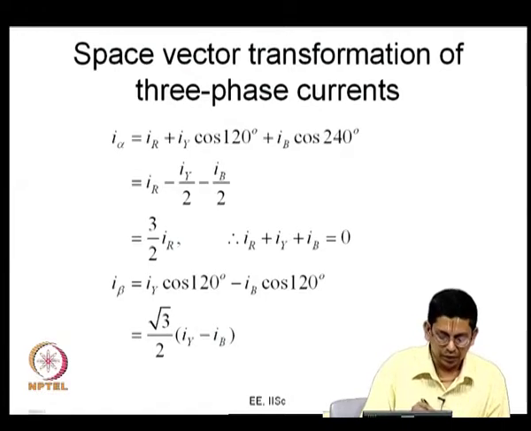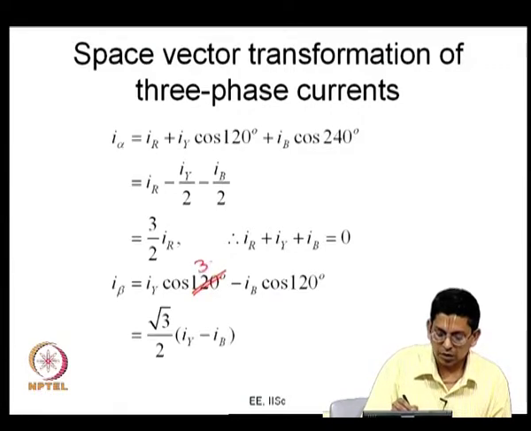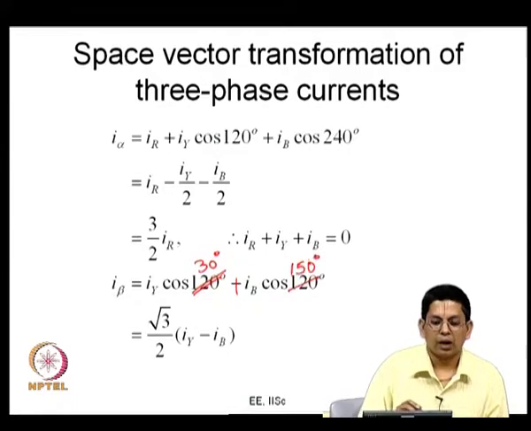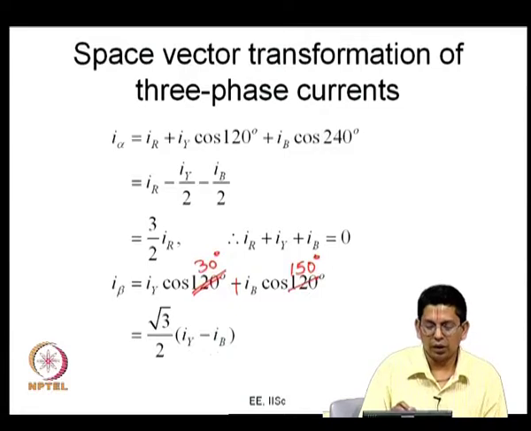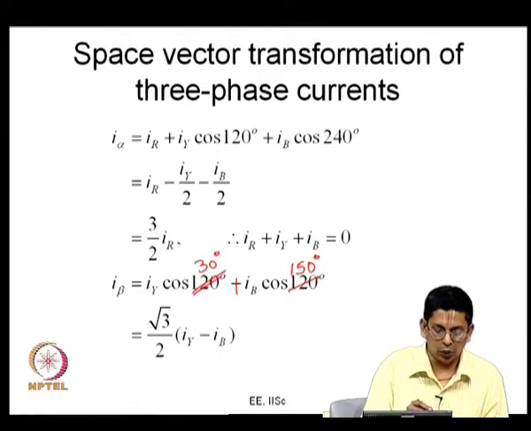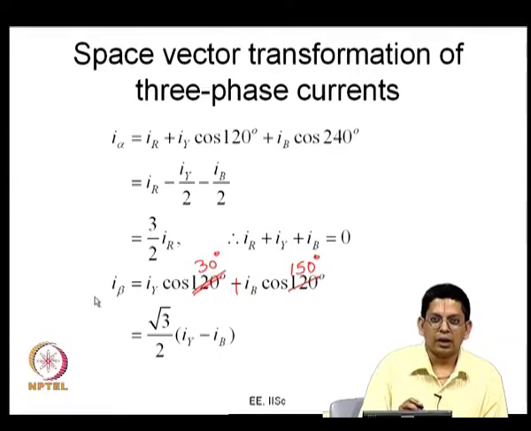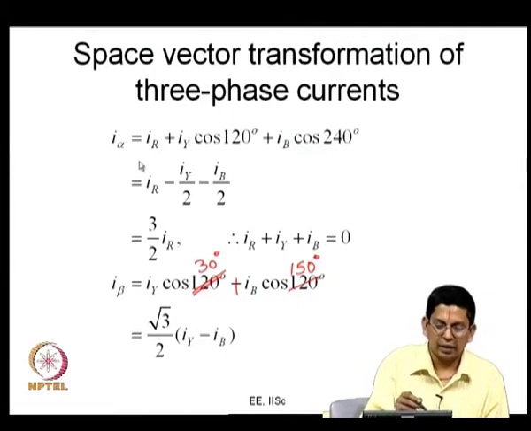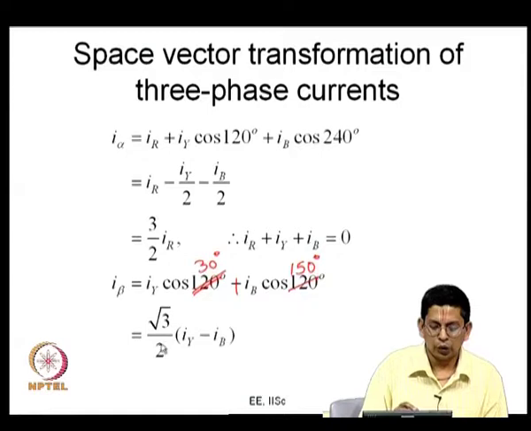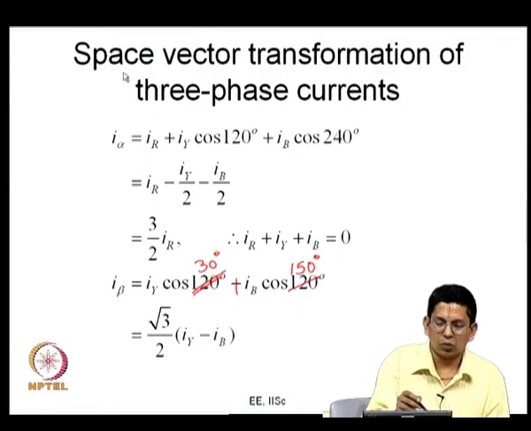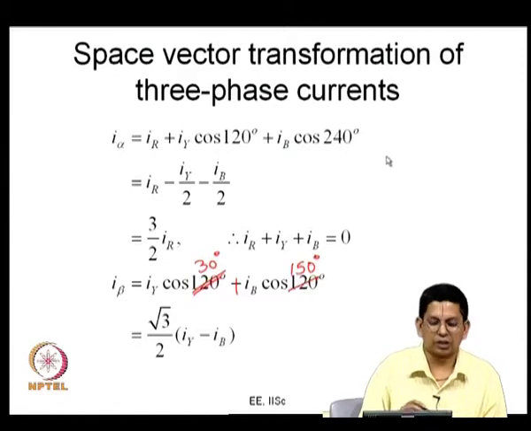Then how about your I beta? It is the same mistake that is carried over here also. So, this is going to be cos 30 degree plus cos 150 degree, and this will be root 3 by 2 times I y minus I b. So, the MMF produced by a 3 phase winding excited by currents I r, I y, I b is equal to the MMF produced by 2 phase winding alpha and beta carrying currents I alpha and I beta if I alpha is equal to 3 by 2 times I r and I beta is equal to root 3 by 2 times I y minus I b, and this is the space vector transformation of 3 phase currents.